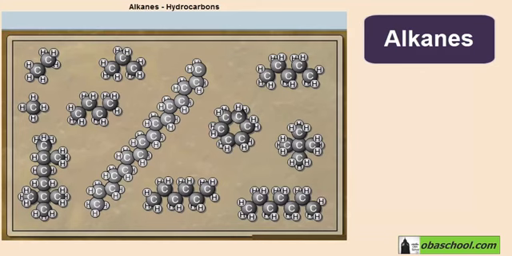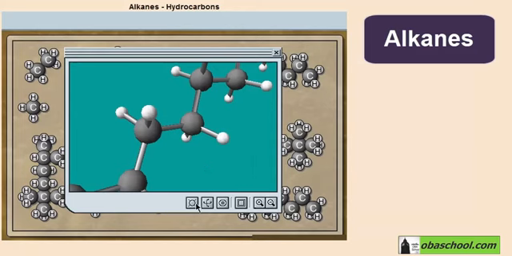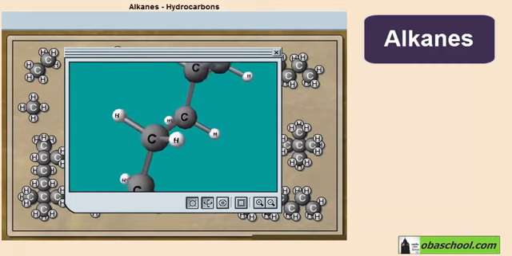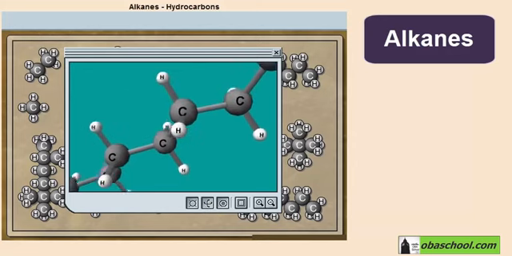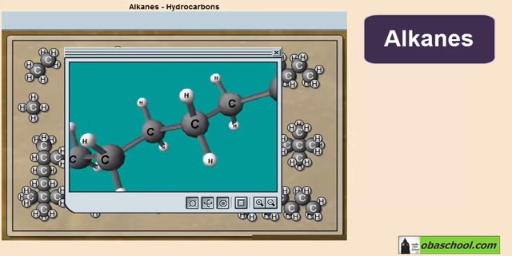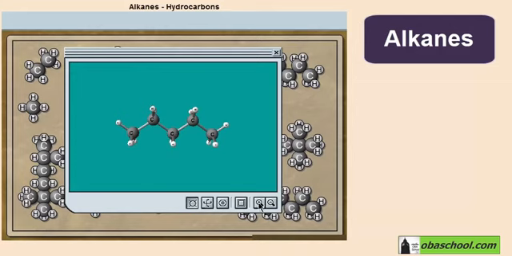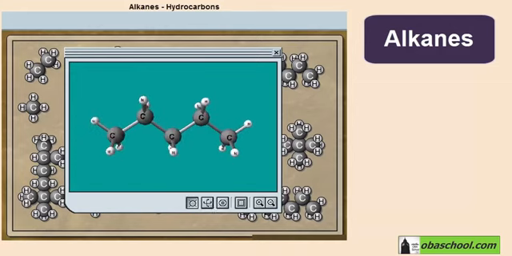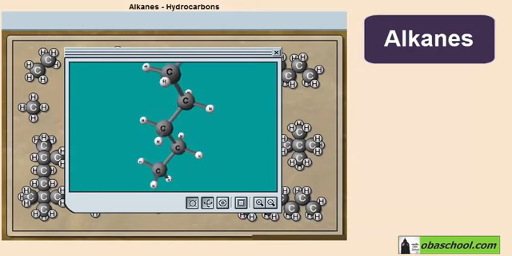Let's take this compound. So this is a hydrocarbon chain, which is an alkane. We have carbon and hydrogen atoms only. And this molecule can rotate. So this is one of the hydrocarbons present in crude oil. Let's examine this one. So again, we have carbon and hydrogen atoms. So these can rotate.